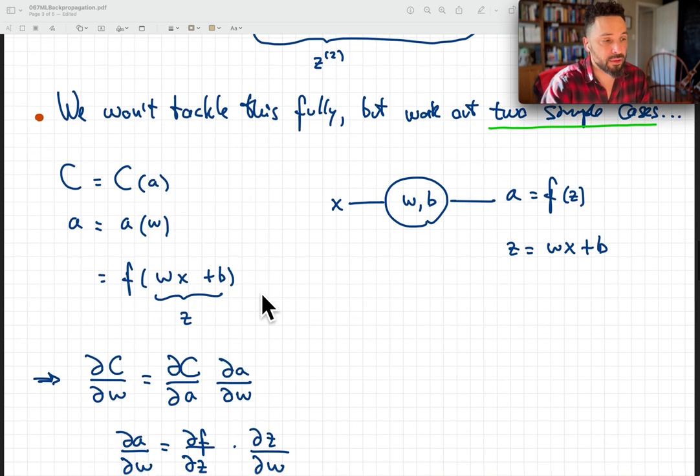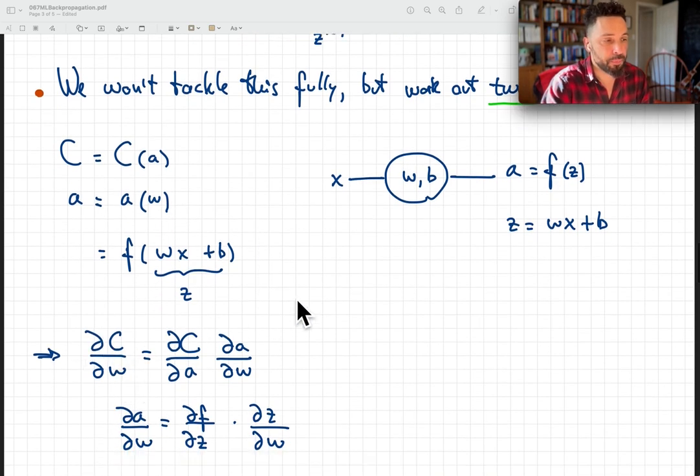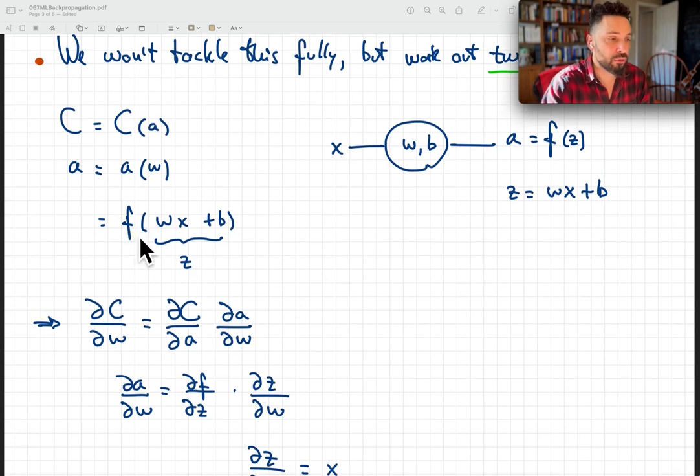And so if we want dC/dw, then we have to account for the fact that C depends on a, which depends on w, through the activation function, which is itself a function of z, and z is this very simple linear combination. Of course, in general, z will be a vector, which is the output of matrix multiplication of w with x plus another vector b, and so on. It's much more complicated in the general case, but here we're keeping it simple just to fix the ideas.